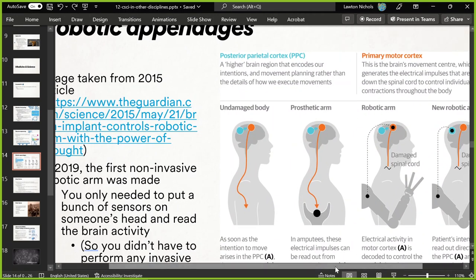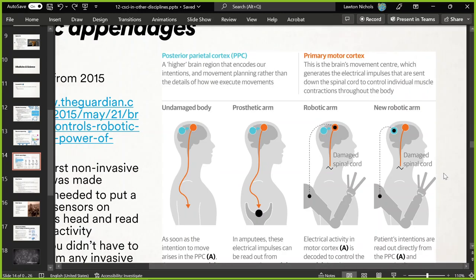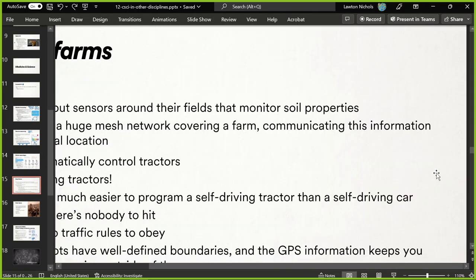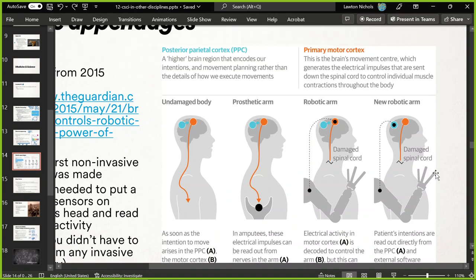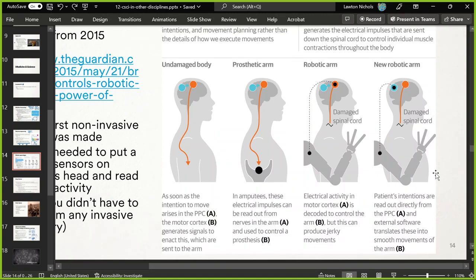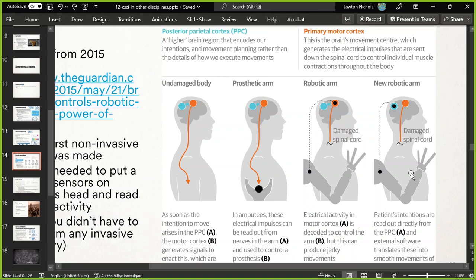I'm not sure how familiar we are with robotic appendages, but here is a nice picture that will teach us. Okay, so first of all, there's a difference between a prosthetic arm and a robotic arm. I need to teach you that, and then we'll talk about the new kind of fancy robotic arm technology where it is today.